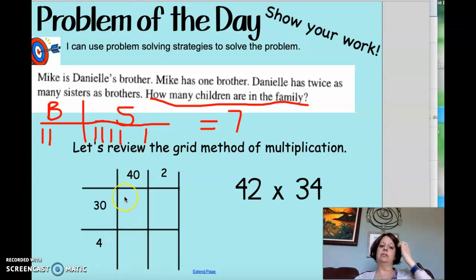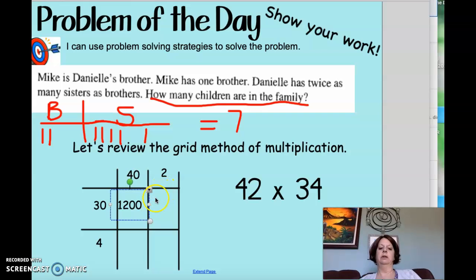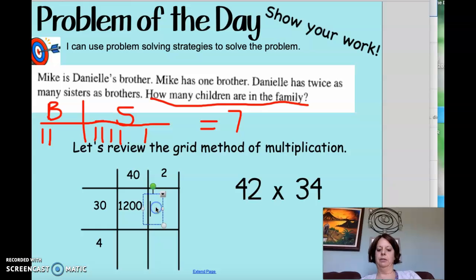Okay, we're moving right along now. Down here, it says let's review the grid method of multiplication. So we have 42 times 34. First, over here, 40 times 30, and we even break it down more. So we just do 4 times 3, right? That's 12. 4 times 30 is 120. 40 times 30 is 1,200. Next, 2 times 30, you can probably do that in your head, that's 30 plus 30, that's 60.